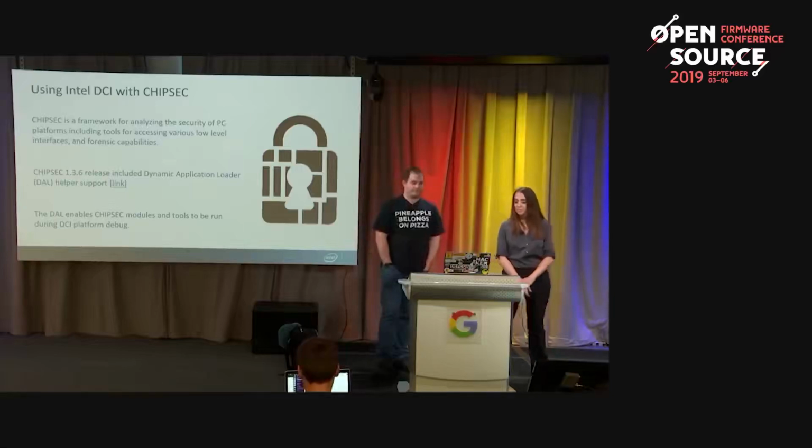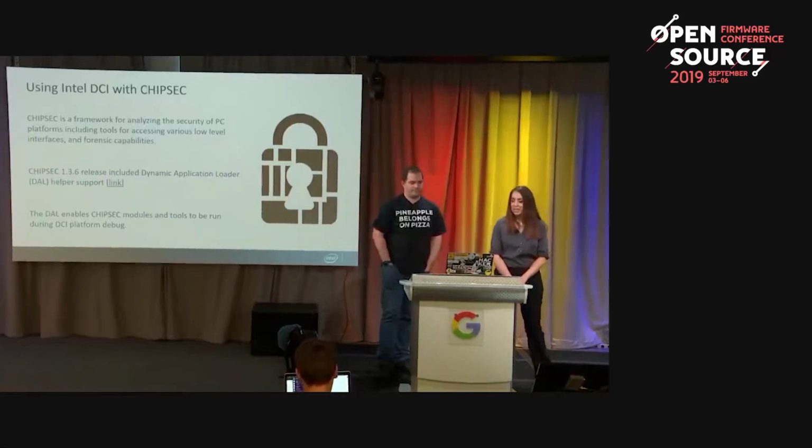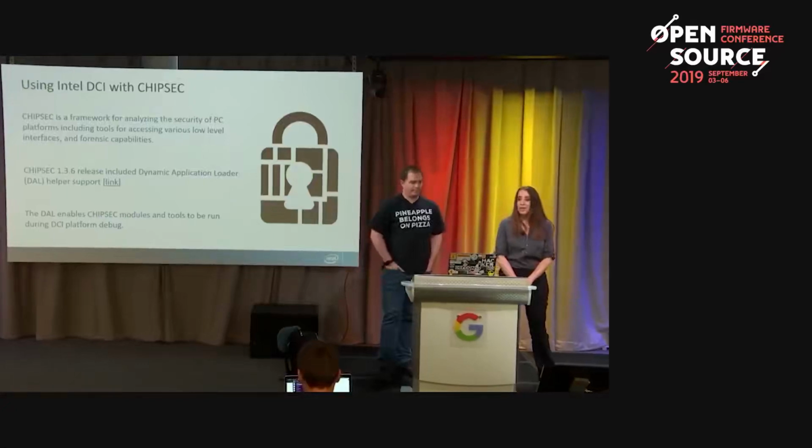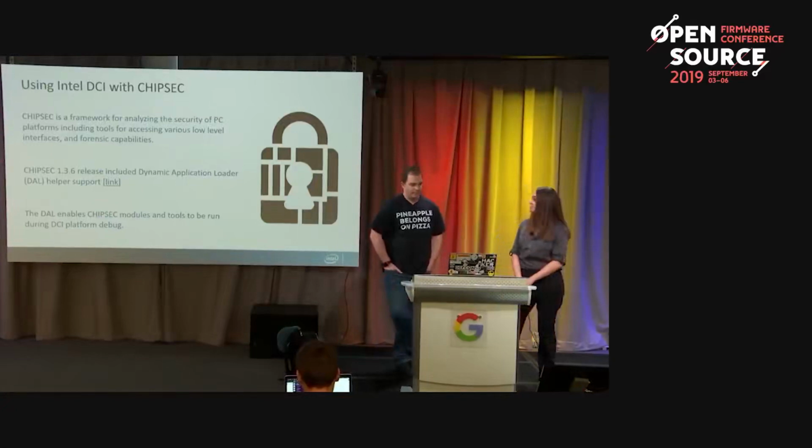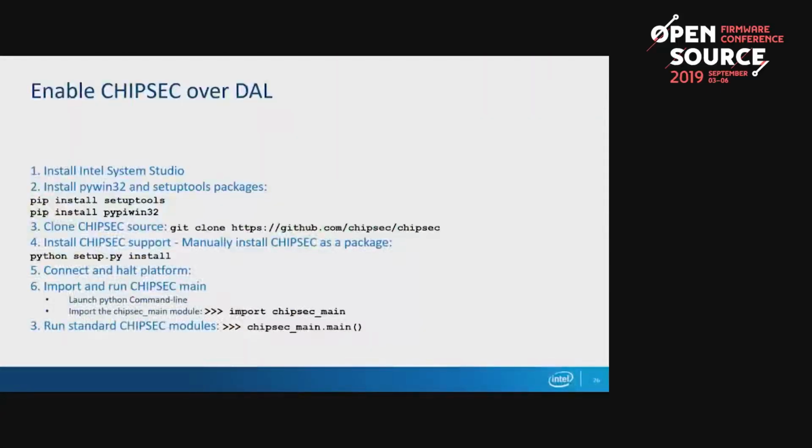As of release 1.3.6 of late last year, we have DAL support, and that enables us to break somewhere and use chipsec on the Python console, which we'll show in the demo at the end. The formatting for chipsec is a little different. So basically what you want to do is just install System Studio, then install PI 1.3.2 and set up tools.